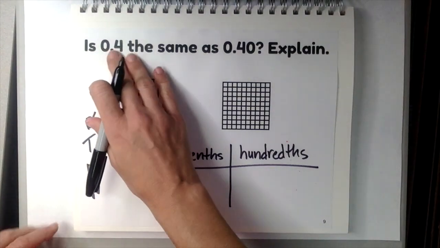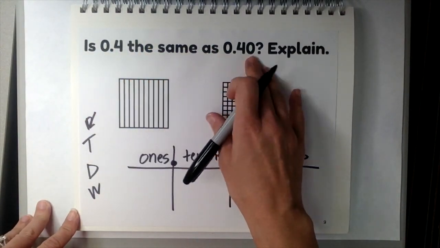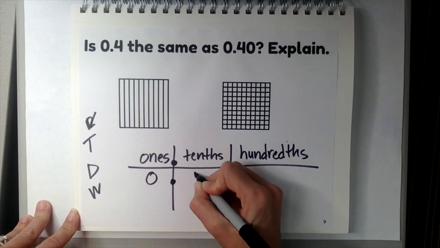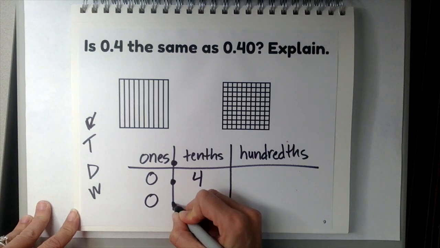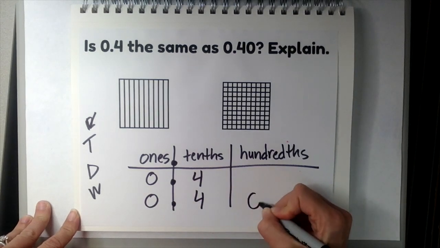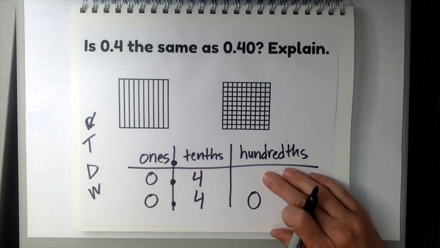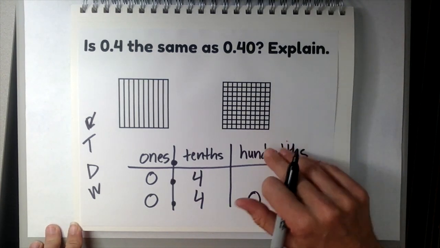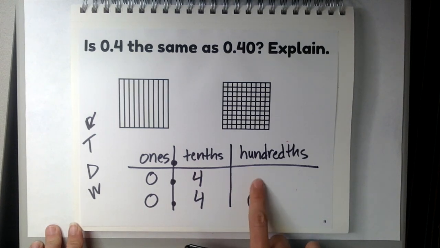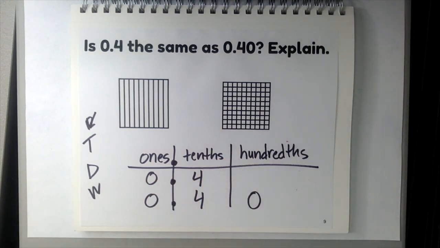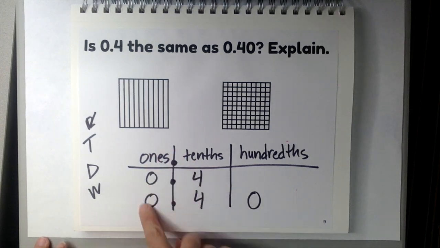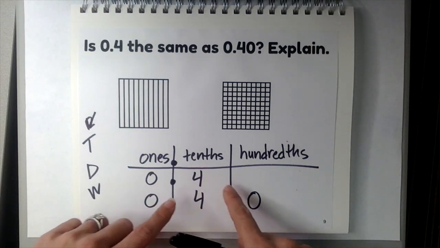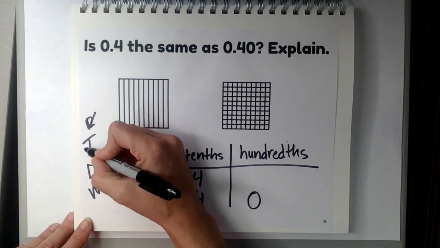So we're looking at 0.4 and 0.40. So let's write both of those in our place value chart. And 0. Now look at the difference here. There's a 0 in this one, so that says 4 hundredths. But here, we don't have a placeholder there, so we just say 4 tenths. And we're trying to figure out if they're the same. They look very similar. However, in my mind, 40 seems bigger than 4. But we also need to look at the place value.